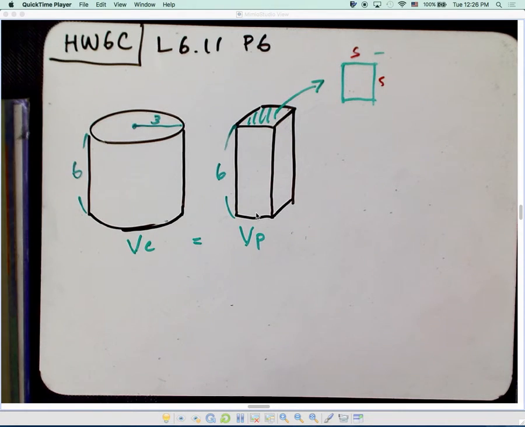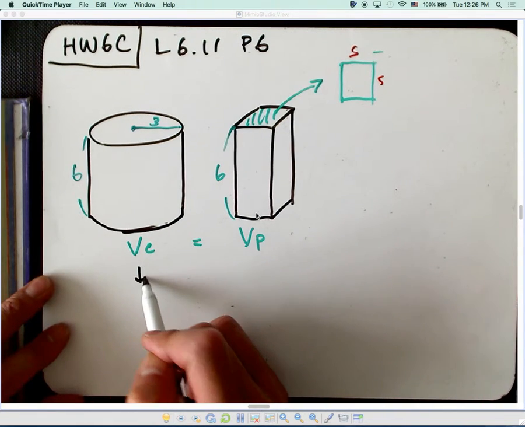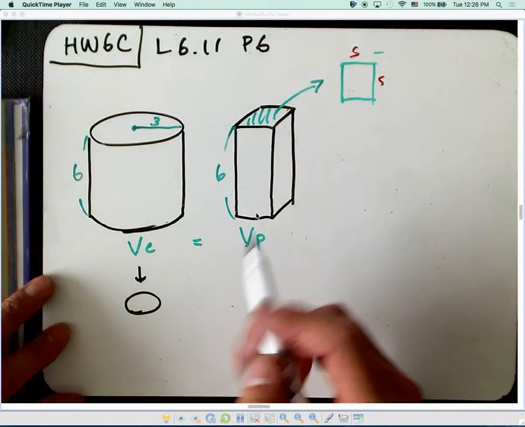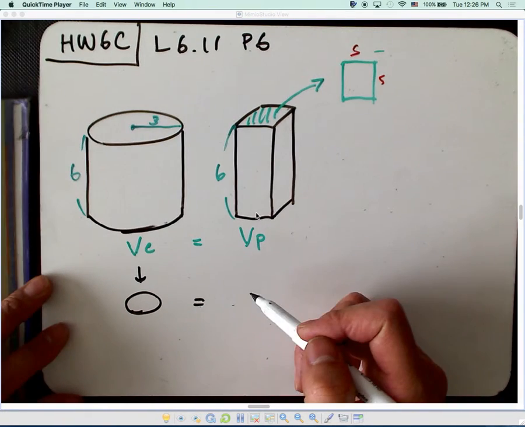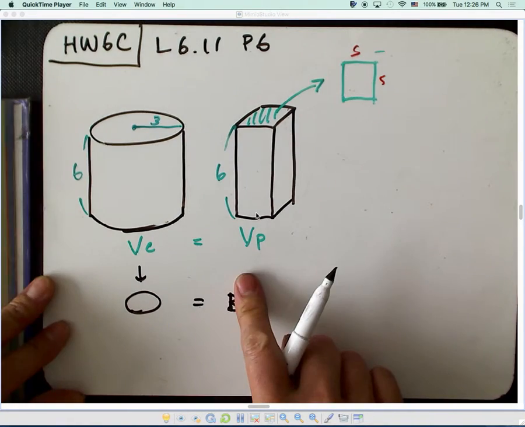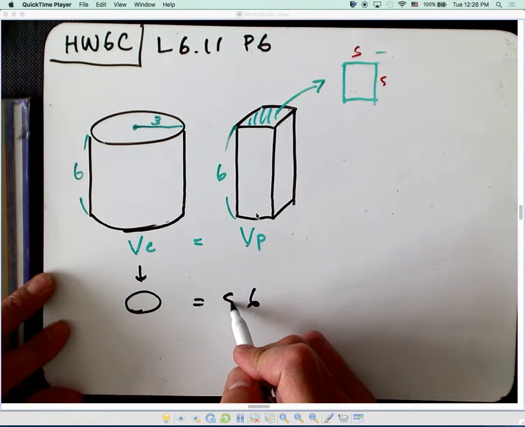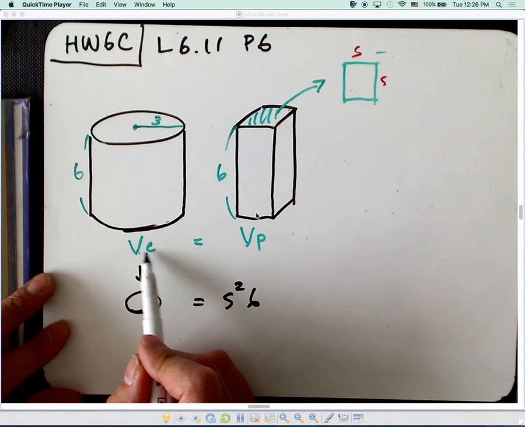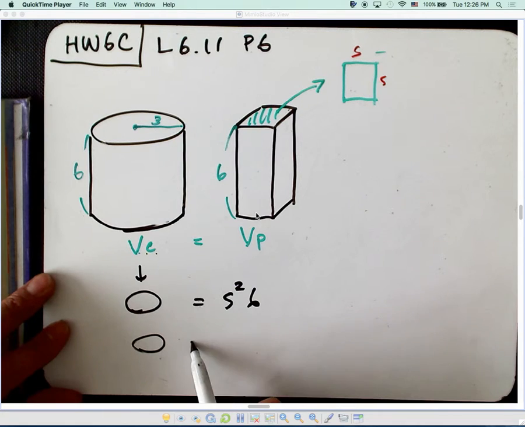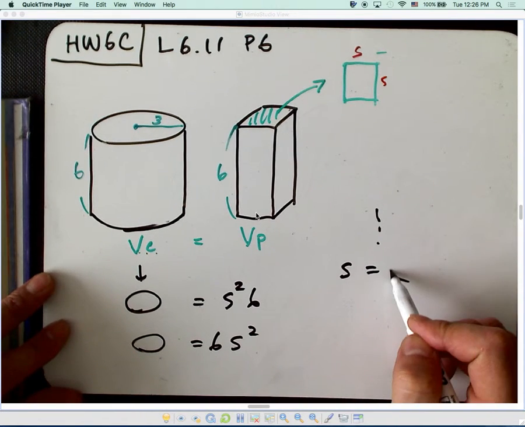So the volume of this cylinder, what is the volume of the cylinder? It might be helpful to find that out. And the volume of the prism is going to be what? Base times height, right? The height is 6, and the base is a square, so that's s squared. So whatever the volume of the cylinder is, that should be equal to 6 times s squared. And we want to find out what s is, so doing some math, we want to find s equals something.